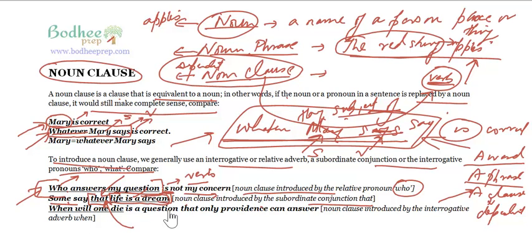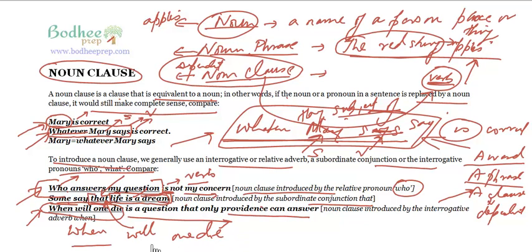When will one die is a question that only Providence can answer. What is a question that only Providence can answer? When will one die? When will one die is a question that only Providence can answer. So, what is a question that only Providence can answer? And the question is, when will one die? Right? This is basically what we have.